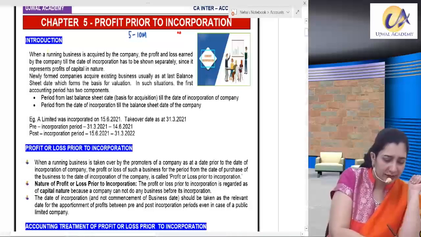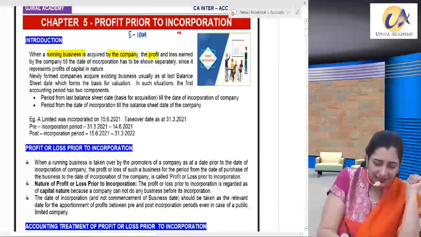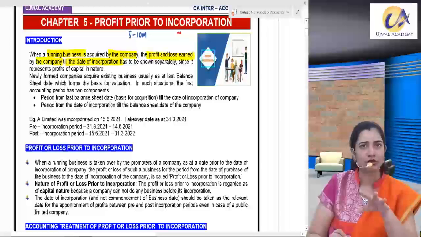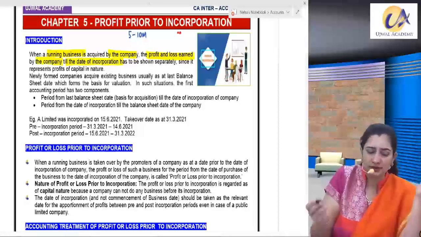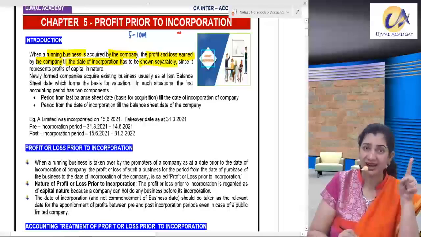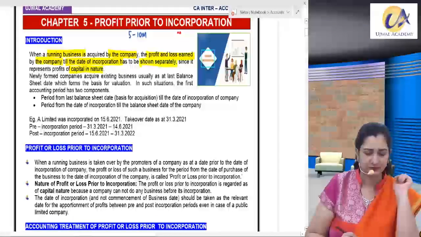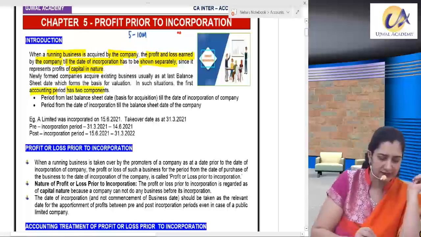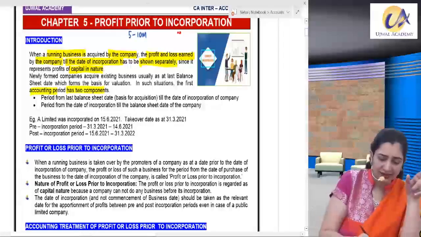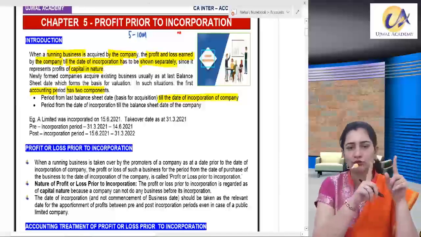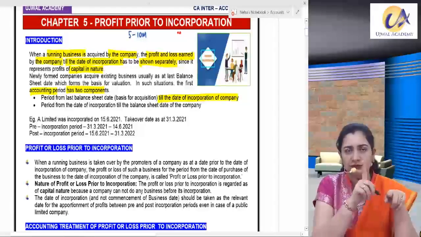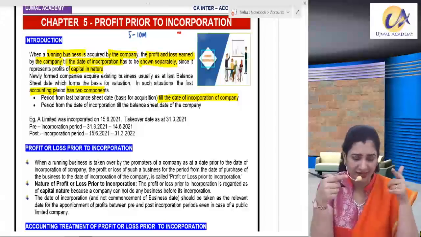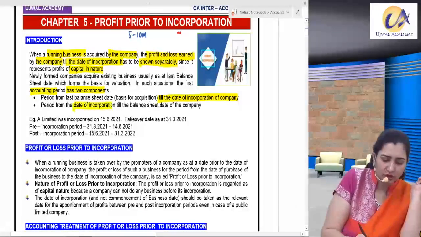तो चलो, when running business is taken over by a company, the P&L earned by the company till the date of incorporation, right? That profit, क्योंकि company is earning but company is not yet formed, will be shown separately. Why? Because it is capital in nature. ठीक है? तो हम अपने accounting period को we will divide it in 2 parts. One, from last balance sheet date till the date of incorporation. So we said from your date of the acquisition, 1st April 21 in my example, till incorporation date 1st July in my example. Then second period will be from date of incorporation till balance sheet date.